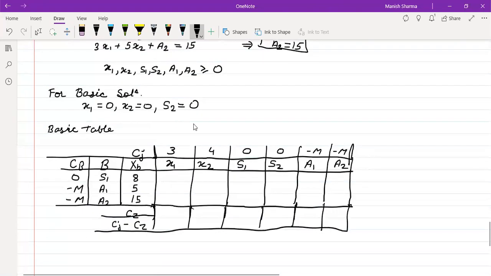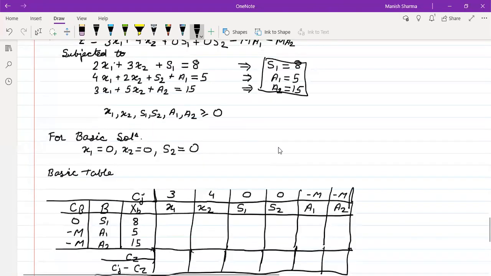Correct? Any doubts up to this point? We are simply going to put the values from the coefficients. So this is going to be 2, 3, 1, 0, 0, 0.